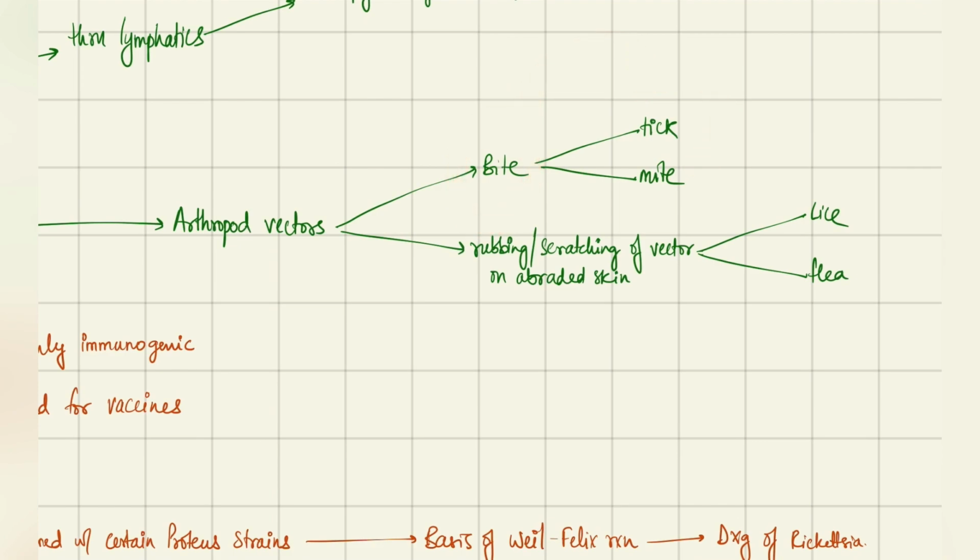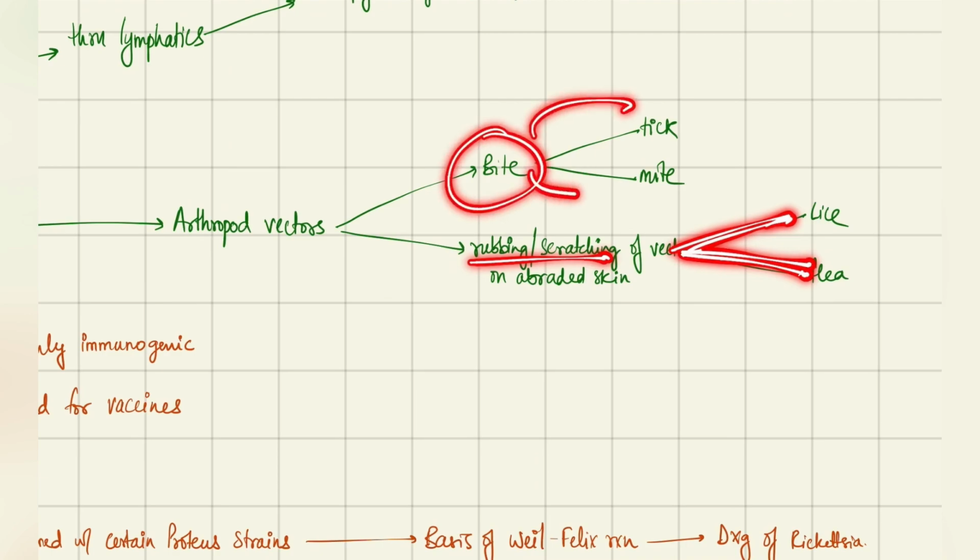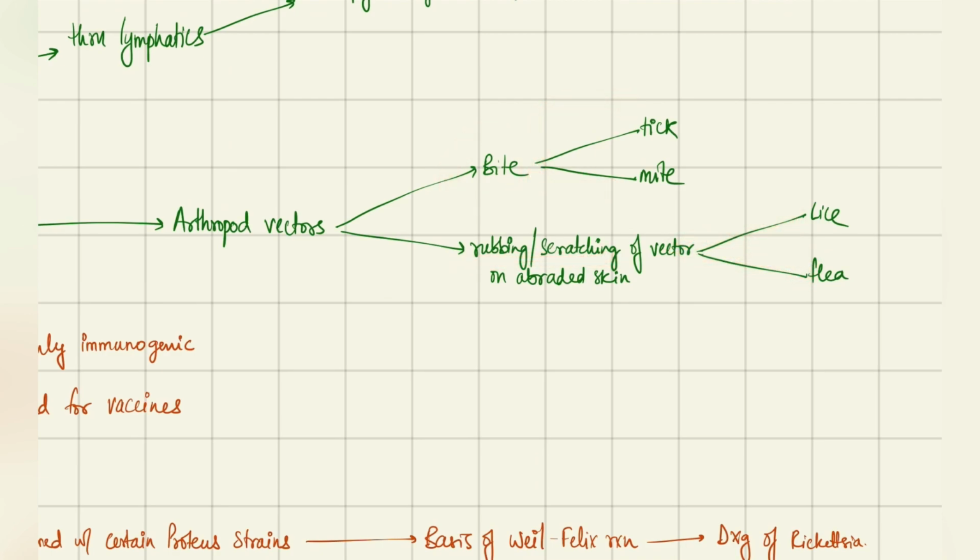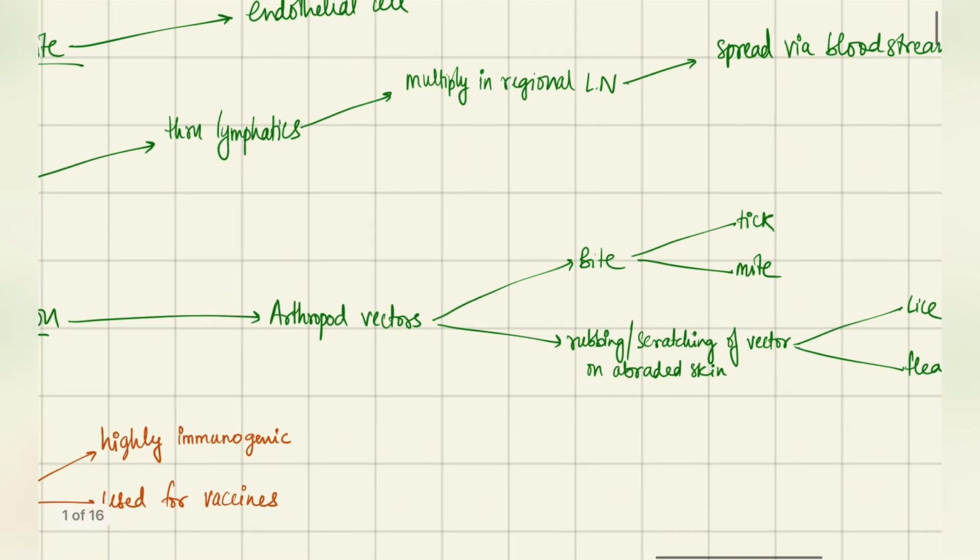And second, we have rubbing or scratching of the vector on the abraded skin. This is by lice or flea. So we have rubbing or scratching by the lice or flea and the bite by tick or mite. You need to remember this. This is characteristic for the life cycle of each individual Rickettsia species.